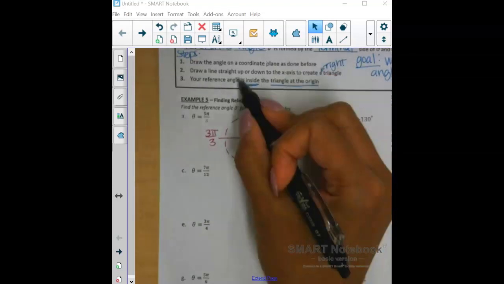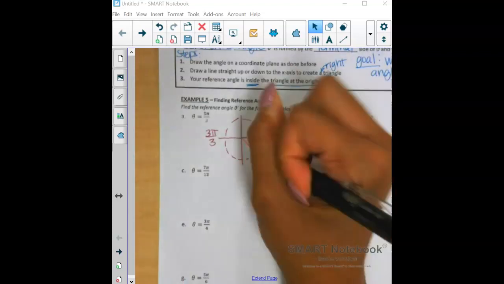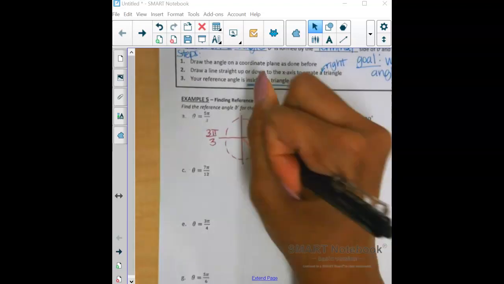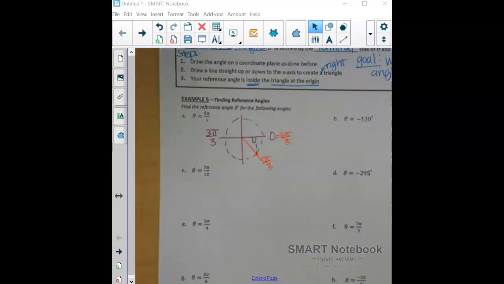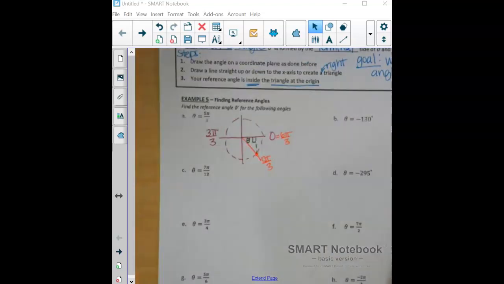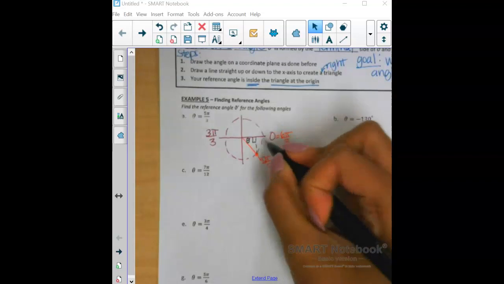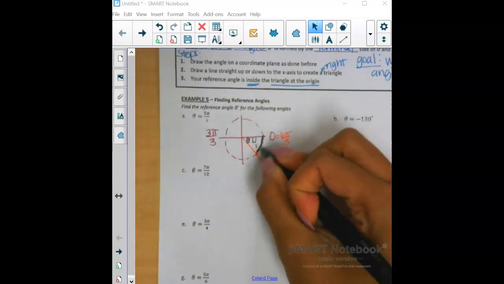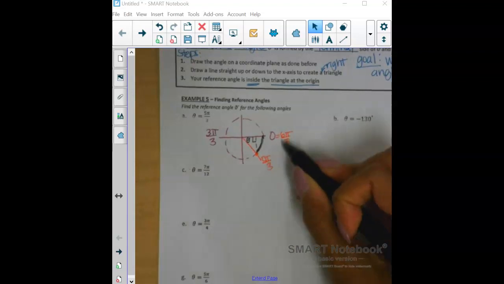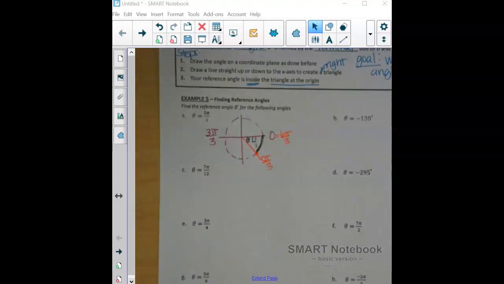Step 2 says to draw a straight line up or down to the x-axis to create a right triangle. So we're going to create a right triangle by going up to the x-axis, and I'm going to put a 90-degree angle. The angle that I need to find is this one in here, that theta. Since theta is this whole angle, what you're technically finding is this length. So let me ask you, if you're going from 5 pi over 3 to 6 pi over 3, what's the distance between them?